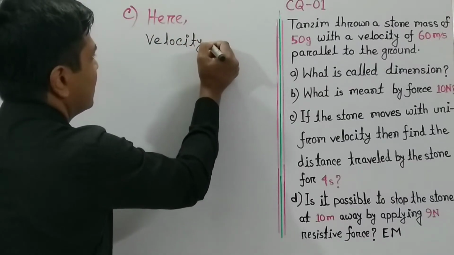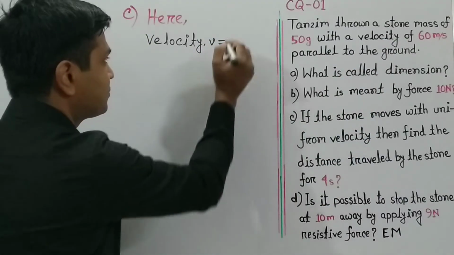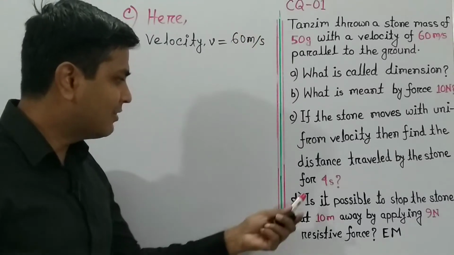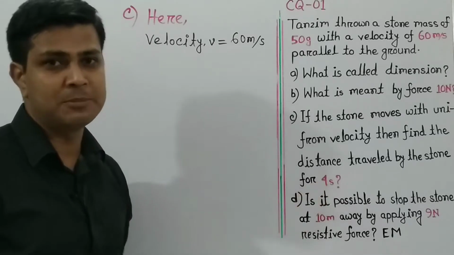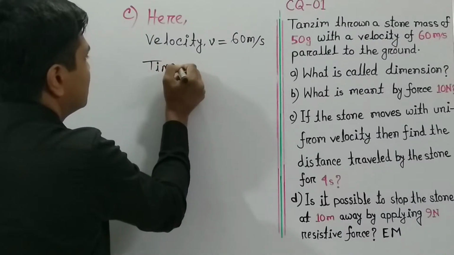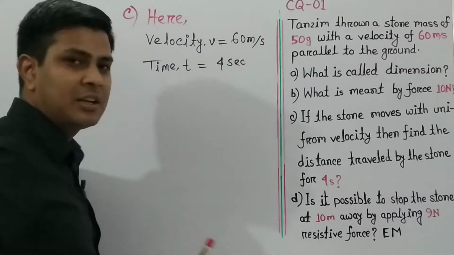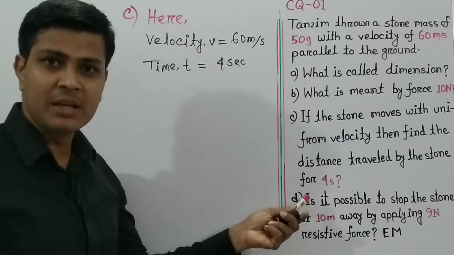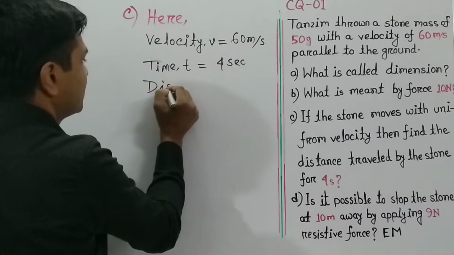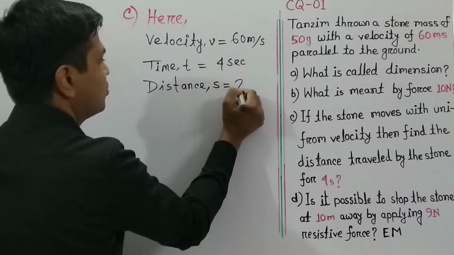Velocity is denoted by v, and its value is given here as 60 meter per second. The time is given in the condition of question number C, denoted by small t, whose value is 4 seconds, and we have to calculate the distance. Distance s equals what?